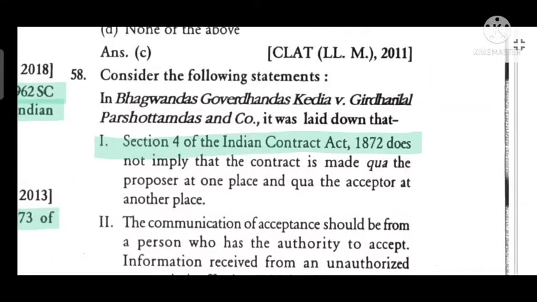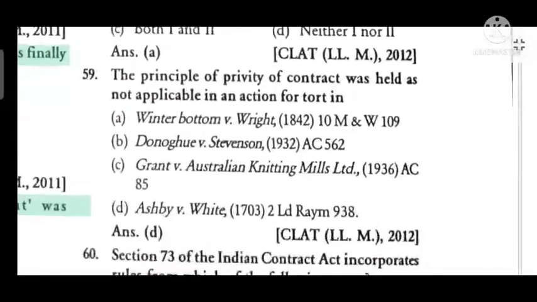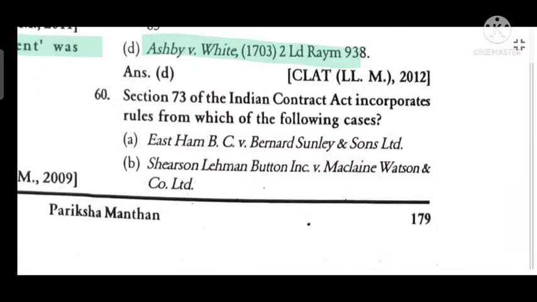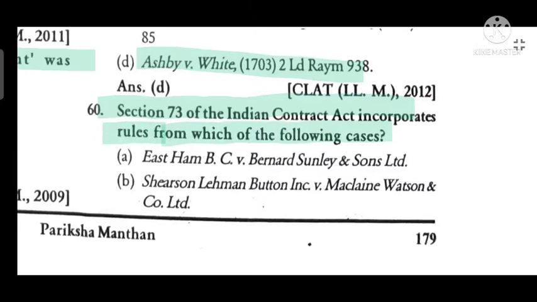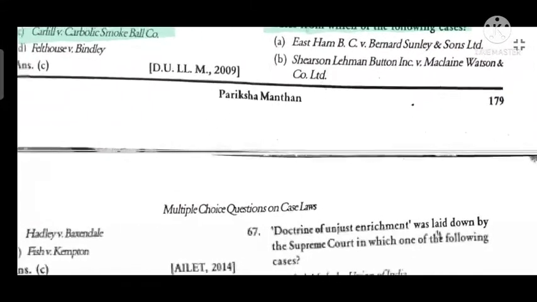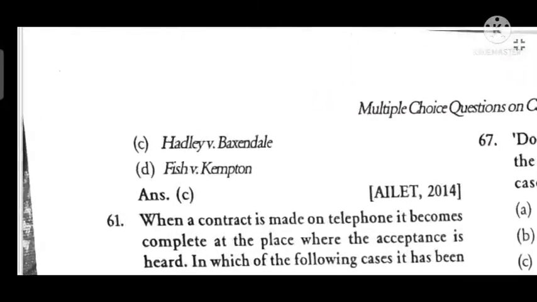Section 4 of the Indian Contract Act 1872 does not imply that a contract is made in two places, the proposer at one place and the acceptor at another place. The principle of privity of contract was held not applicable in an action for tort in Ashby versus White 1703. Section 73 of the Indian Contract Act incorporates a rule from which one of the following cases? Hadley versus Baxendale.